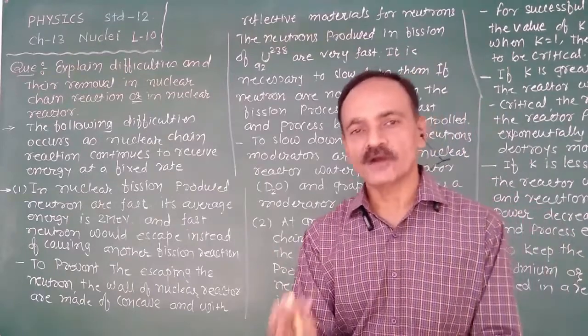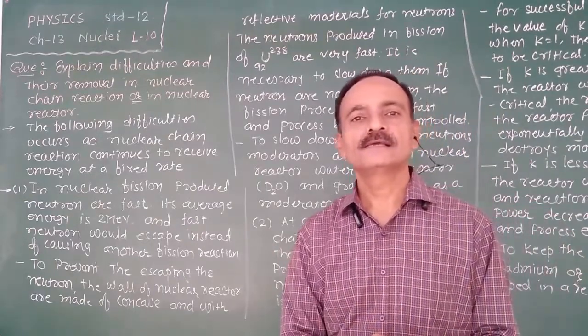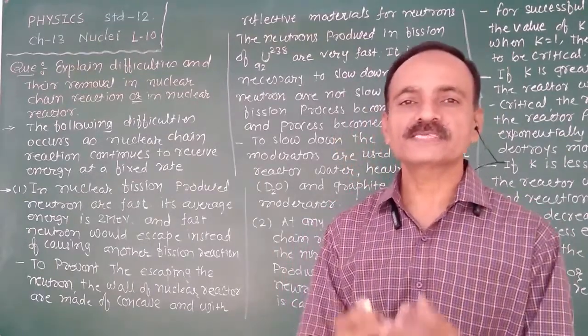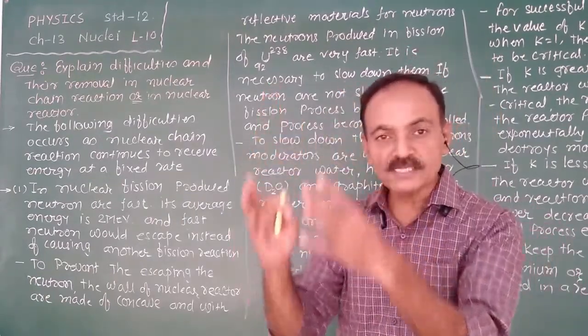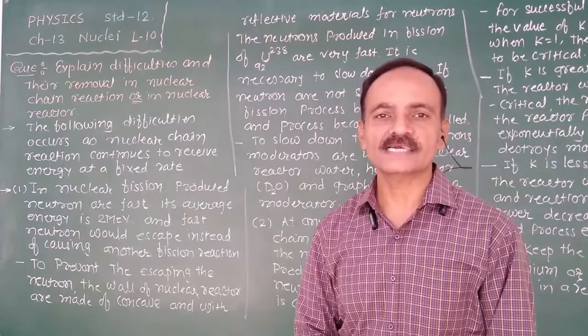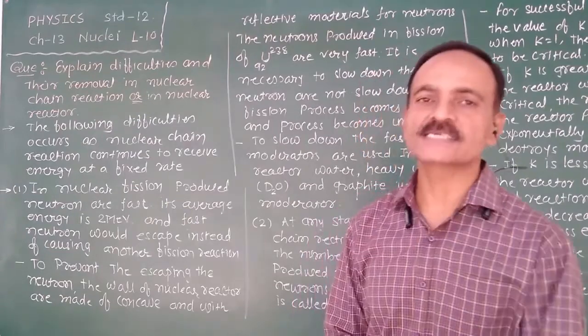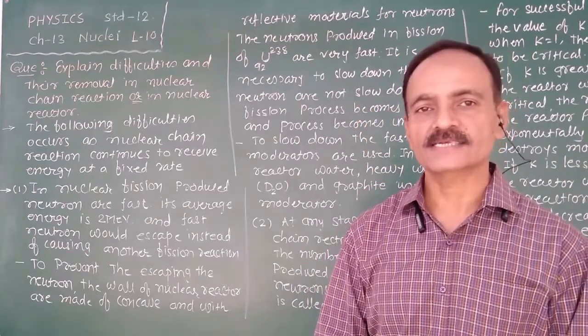These produced neutrons again perform the fission process with other nuclei. As a result, we obtain a chain of this reaction, and this process is known as the nuclear chain reaction.